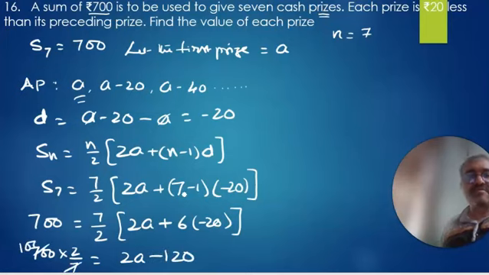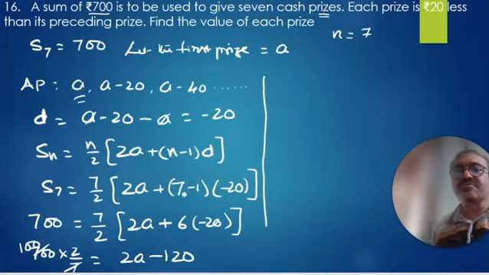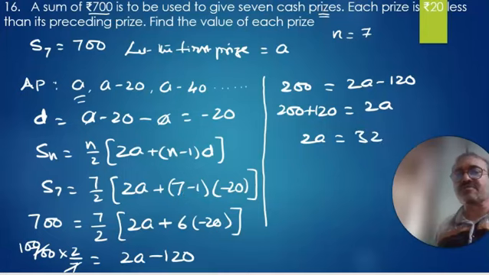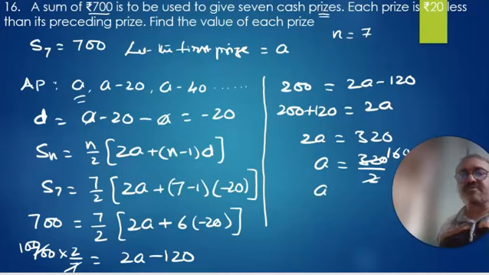7 1s are 7, 700. 100 into 2, 200 is equal to 2a minus 120. So 200 plus 120, minus 120 is plus 120, is equal to 2a. Therefore 2a is equal to 320, whereas a is equal to 320 by 2. a is 160. Therefore a is equal to 160.